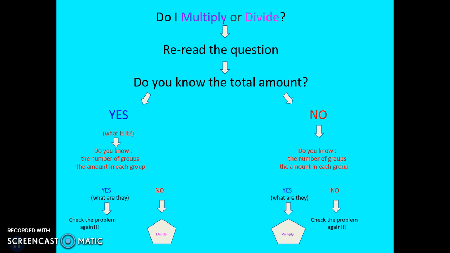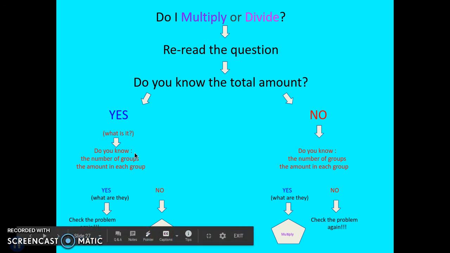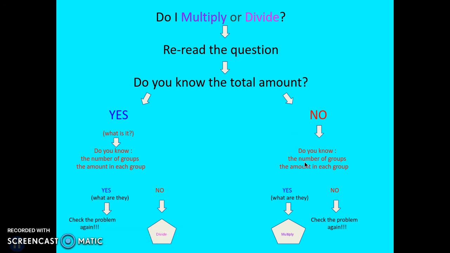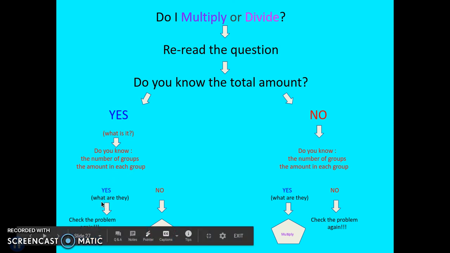If I'm thinking about whether it's going to be a multiplication or division sentence, I'm going to ask, do I know the total amount? If I say yes, then I'm going to come down over here and think about these questions. And if I say no, I'm going to come over here and think about these questions still. So if I say yes, what is the total? Do I know the number of groups? Do I know the amount in each group? If I know yes, what are they?